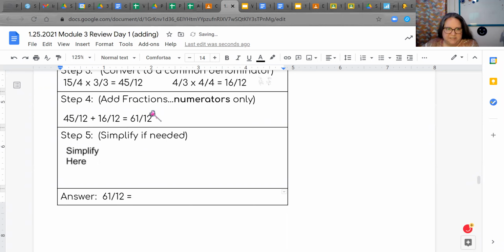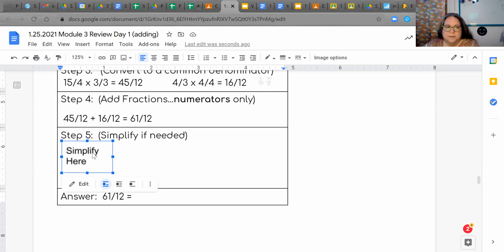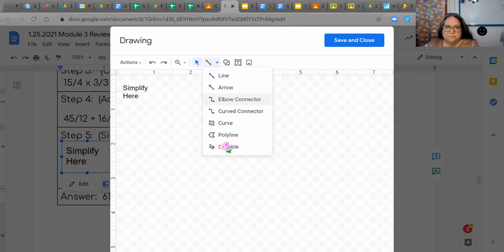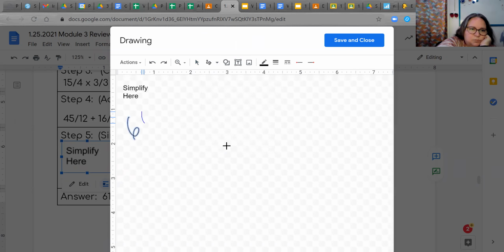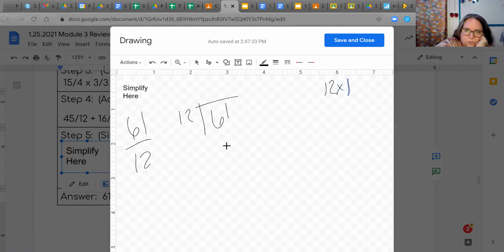Now I need to change it into an improper fraction. Oh, I have an improper. Let's change it to a mixed number. So I'm going to go into here. I'm going to do 61 twelfths. So 12 is my divisor and 61 is my dividend. I'm going to quick do the multiples of 12. It's 12 times 1, 12 times 2, 12 times 3, 12 times 4, 12 times 5. I'm going to go ahead and do 12 times 6 because I have a feeling it might be 6. It might not. We'll quick do this and see what we come up with.